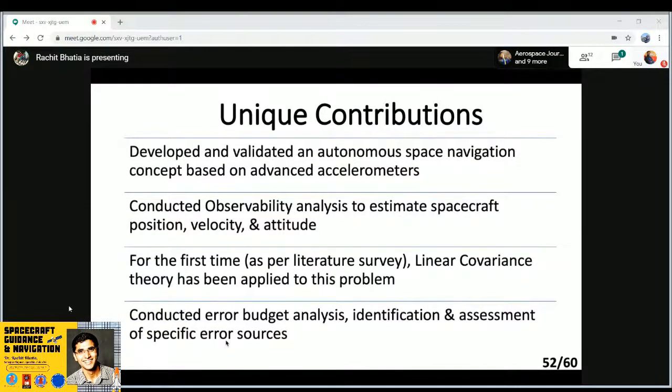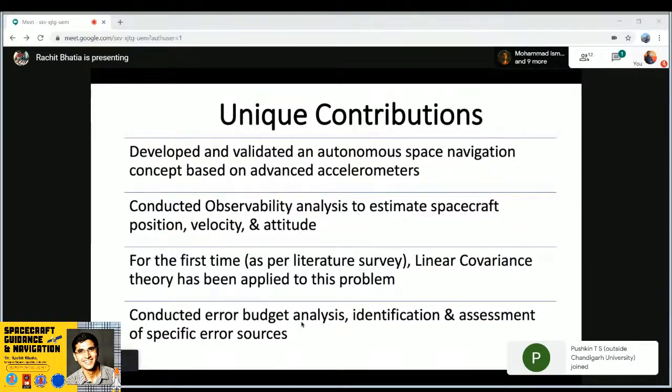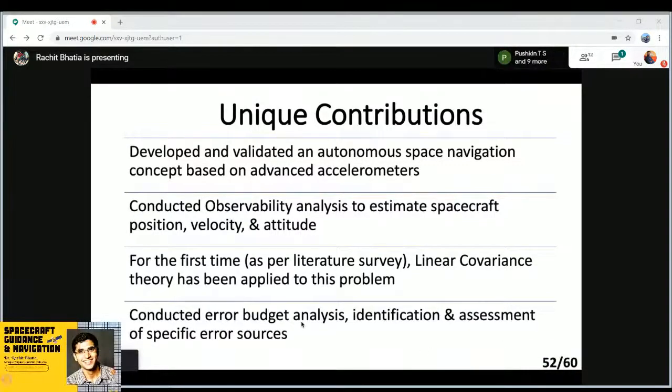What was the unique contribution of this research? So we introduced this concept. We did observability analysis to show that this concept is feasible. Then we conducted linear covariance analysis to show what kind of specifications are needed. And with error budget analysis, we showed what the major contributions are, what sources are contributing towards this error, and how we can improve that.